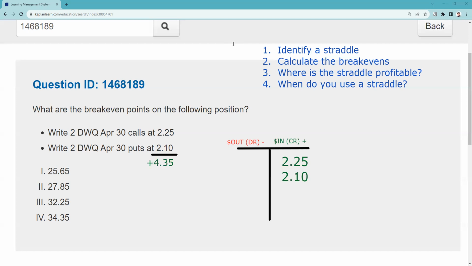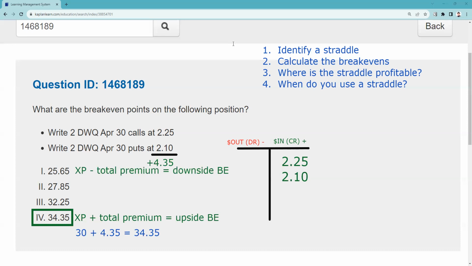The total premiums here are $4.35. So strike price plus total premium gives us our upside break-even. So 30 plus 4.35, our upside break-even is 34.35. And then strike price minus total premium. Call up, put down, right? So strike price minus total premium gives us our downside break-even.